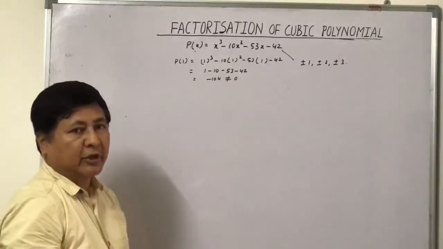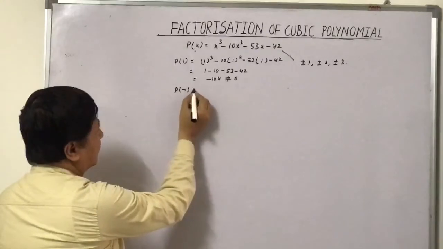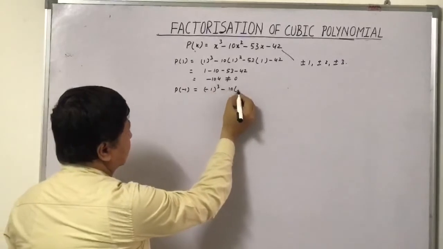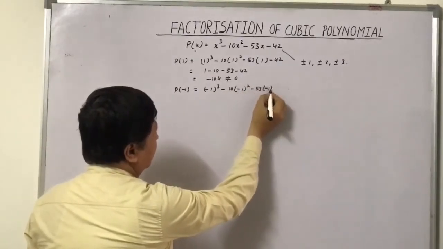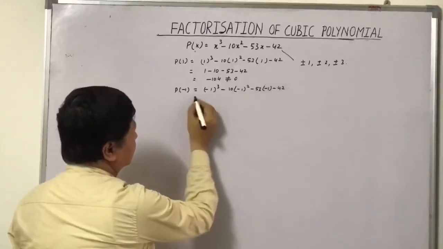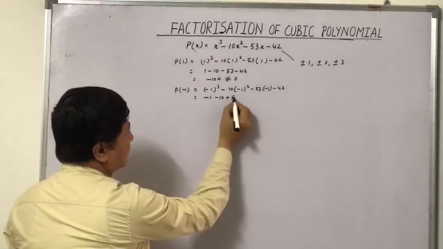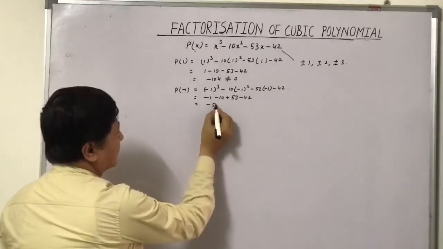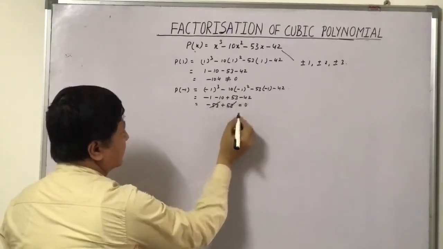So we have to put another value, that is P(-1). P(-1) is (-1) cube minus 10 into (-1) square minus 53 into (-1) minus 42. So this is minus 1, this is minus 10, plus 53, minus 42. So this will become minus 53 plus 53, that will cancel and it will be 0.